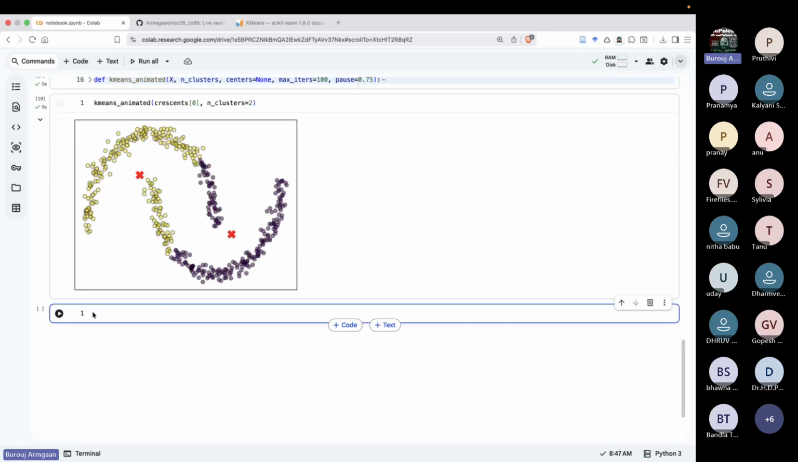So this is one of the cases. Let's try maybe a different data set. We can do, let's do rings.